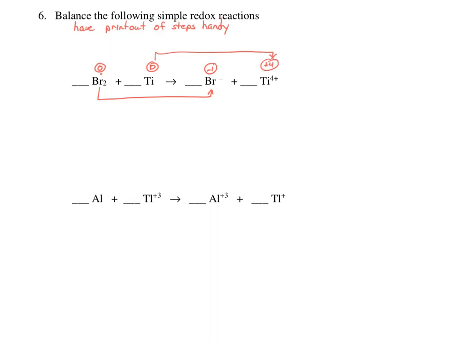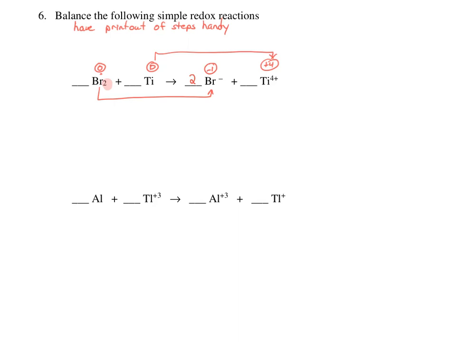Next, we want to balance species oxidized and reduced. Okay, note that bromine has a subscript 2. You've got to be very careful of these subscripts. We have 2 bromine atoms. Now, before we worry about numbers of electrons, we want to balance the bromine atoms. So we have 2 bromine atoms on each side. Again, this is before worrying about numbers of electrons. 1 titanium atom, 1 titanium atom, we're good.